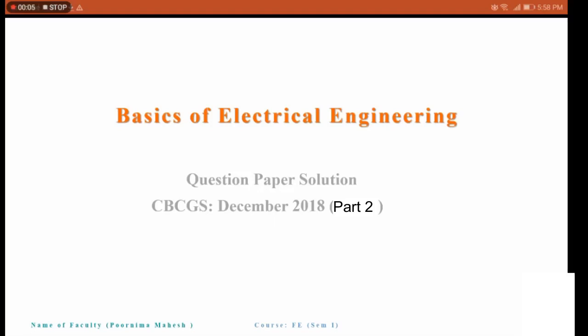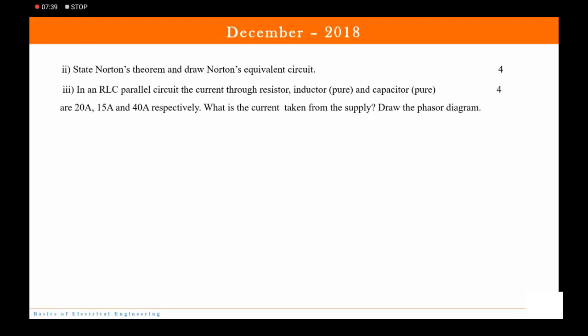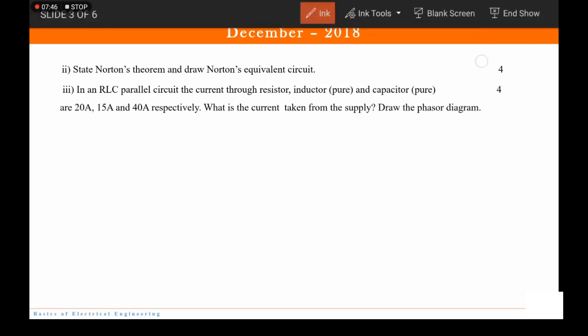Now we are starting with the December 2018 question paper, and this is the third question. It says that in an RLC parallel circuit, we will draw that parallel circuit. So here we have R, L and C.